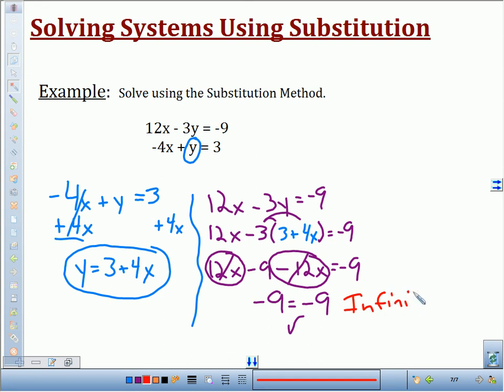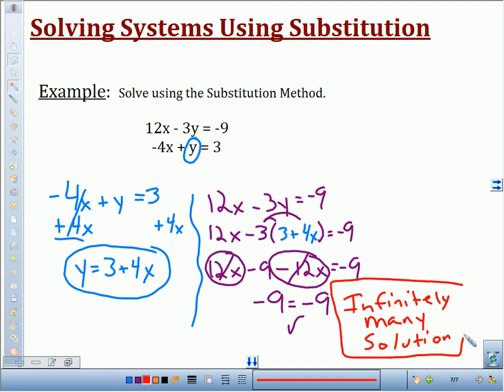And if we had graphed these two lines, they would have sat right on top of each other. The last system that we did, where the two sides did not equal each other and there were no solutions, the two lines would not have intersected at all. Here, they are sitting directly on top of each other.